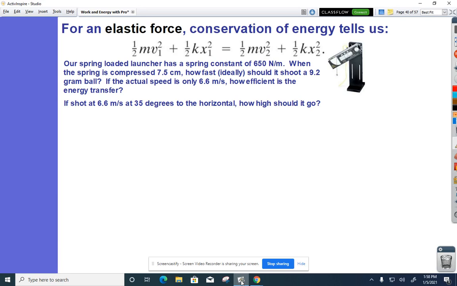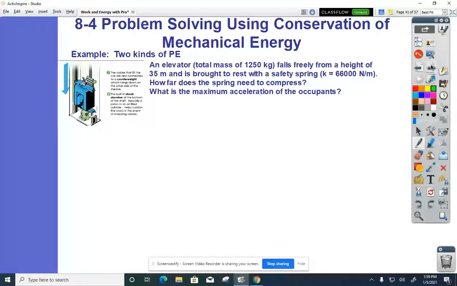Okay, in this video we'll take a look at solving a couple of problems involving conservation of mechanical energy, a little bit more involved than some problems that we've seen before. This particular one is going to involve our spring-loaded launcher that we've done some things on in class, and then also in this video we'll take a look at this elevator problem. Let's go ahead and begin.